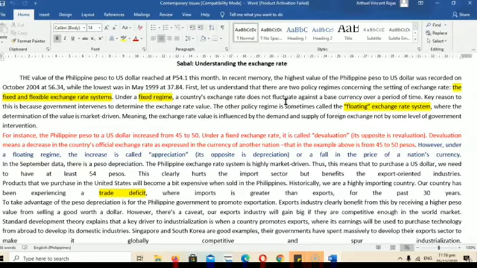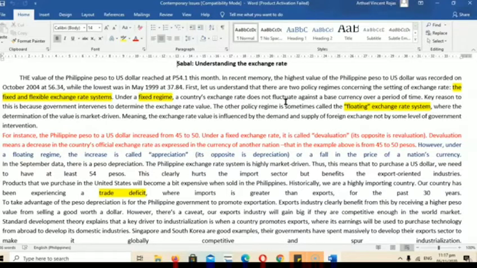For example, the EU or the European Union has the euro. Again, the European Union are powerful countries in the international market, so they can also be used as the base currency. The key reason for this is that the government intervenes to determine the exchange rate value. So when we say fixed regime, it is under the supervision and implementation of the government as well as the central bank.